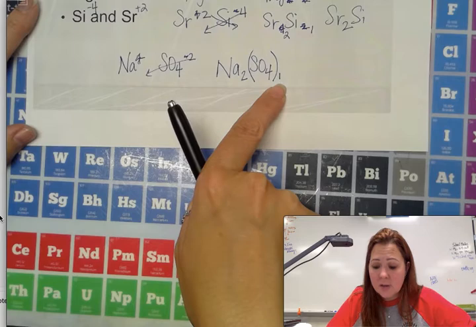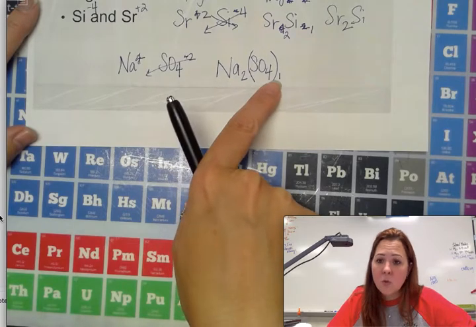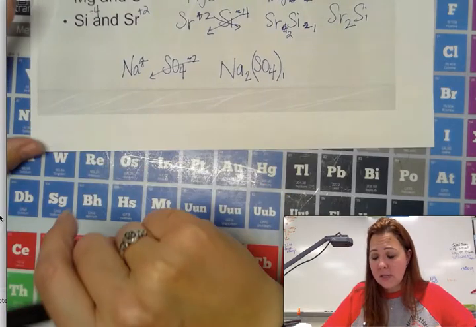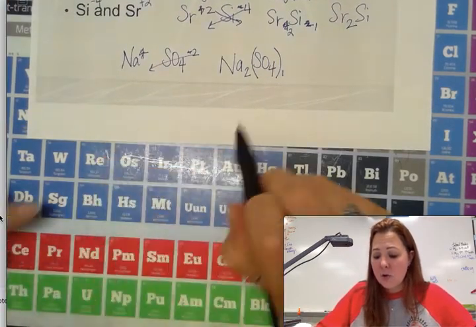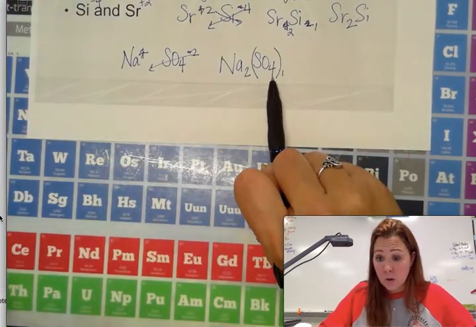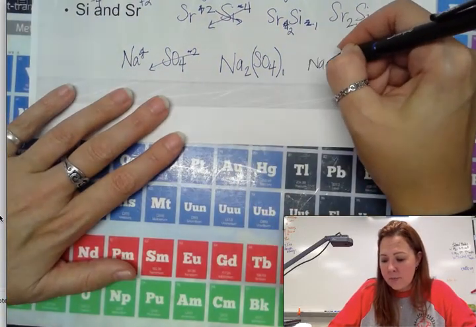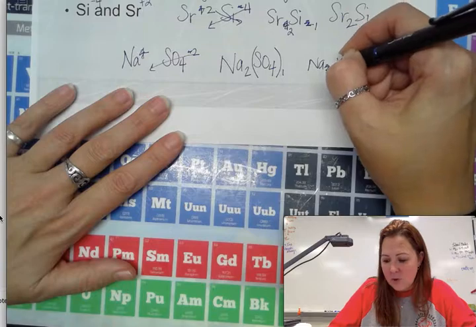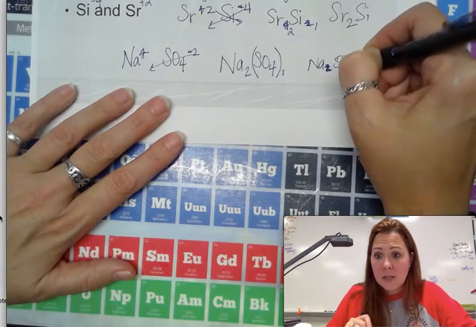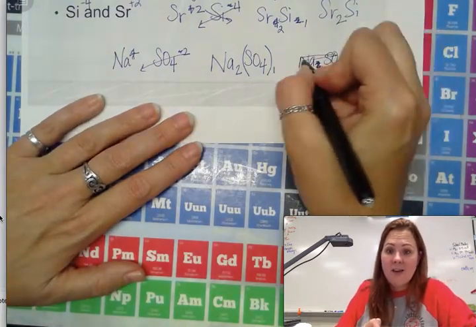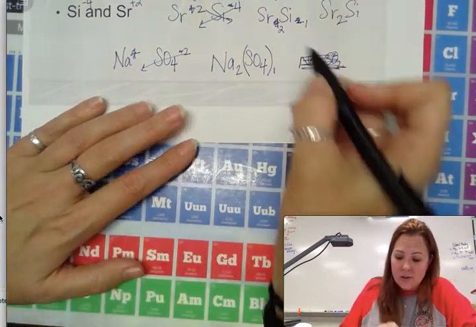So this is where it's helpful to always put parentheses around your polyatomic ions, especially in the beginning when you're getting used to seeing these a lot, just so you know that you cannot take away that 4. If you did that and you wrote down NaSO2, that's a completely different compound and that is wrong. So you cannot do that. The correct answer is right there.